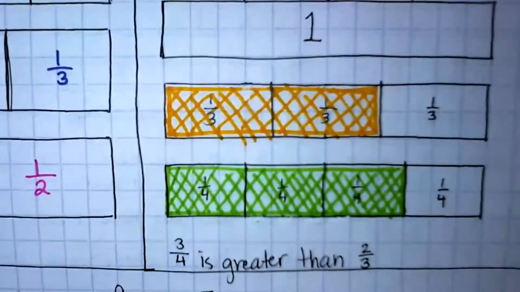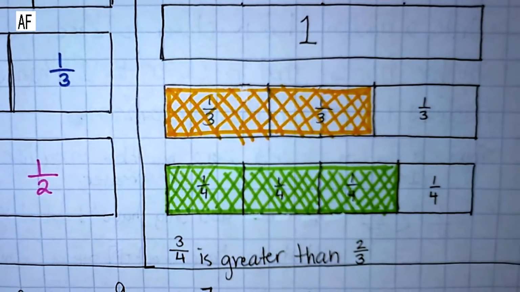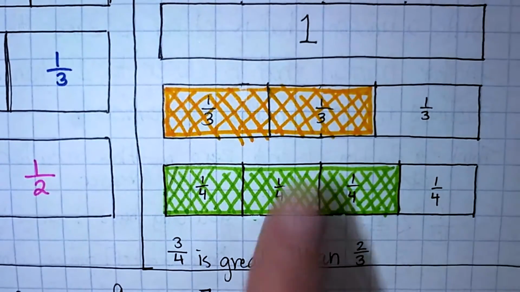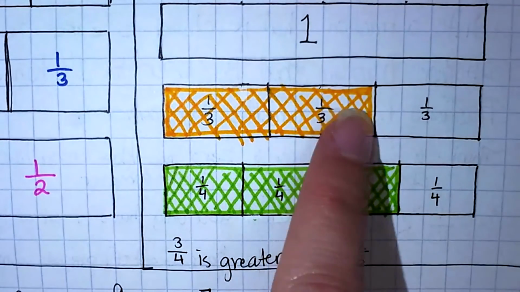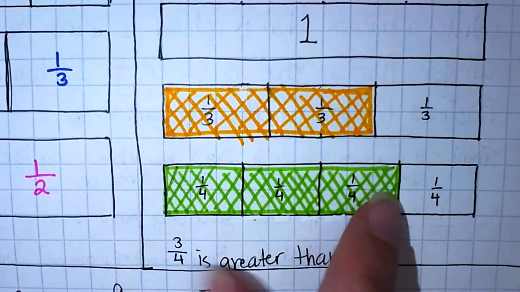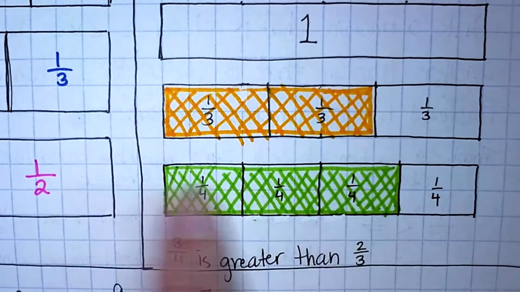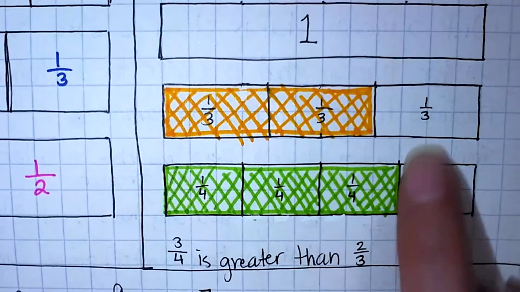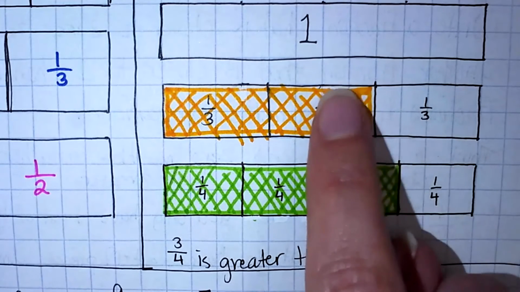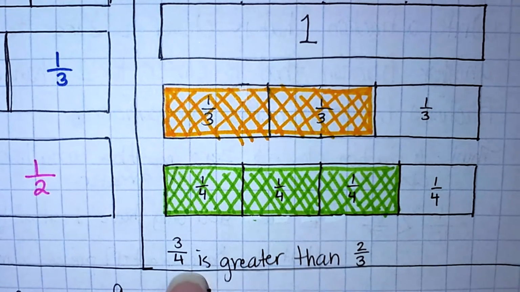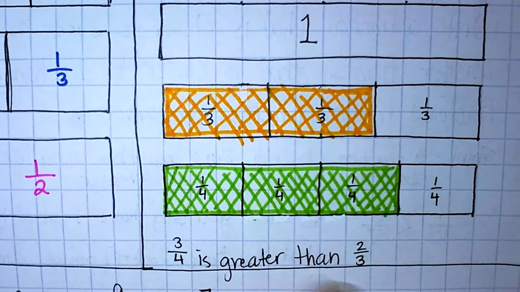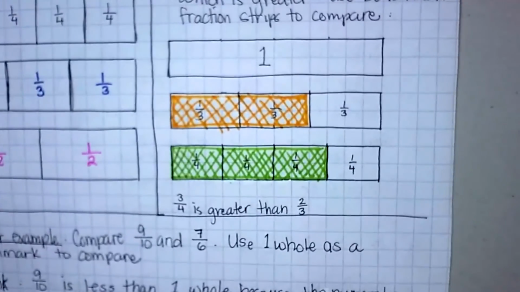So if you get in here and you look close up, you can see that 2/3 is less than 3/4. There's less area shaded. You can see the 3/4 goes out this far, and that's farther than the 2/3 went out. So 3/4 is greater than 2/3. Let's take a look at another example together.